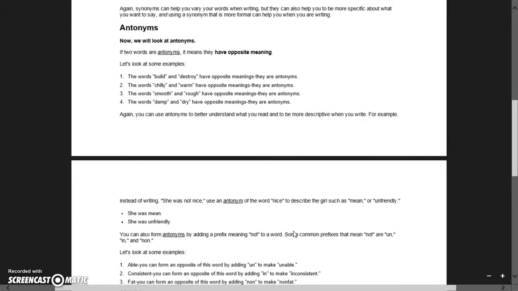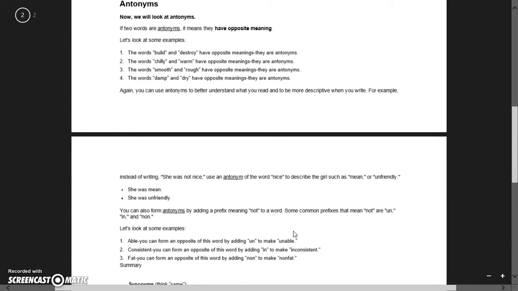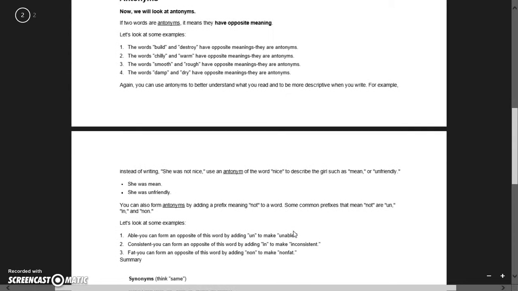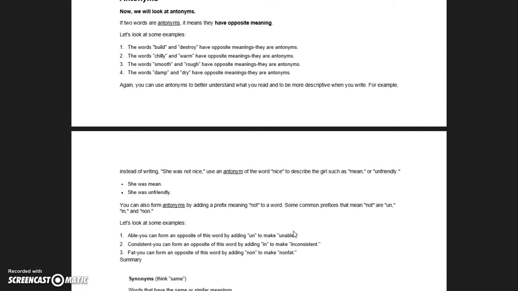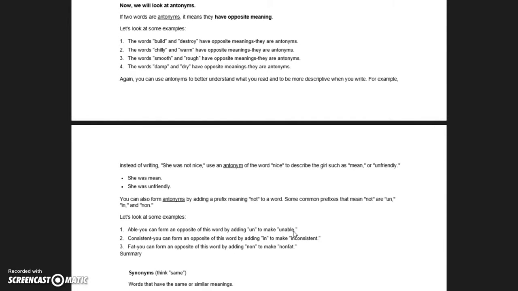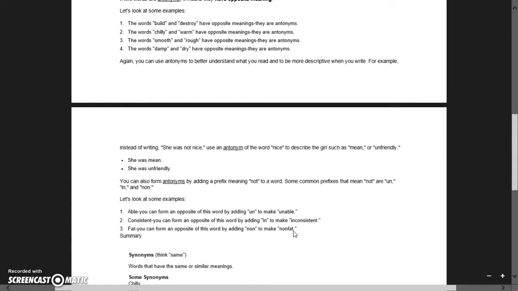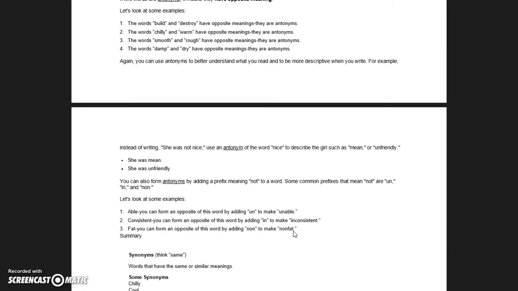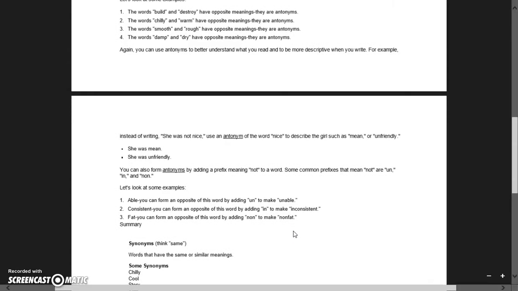You can also form antonyms by adding a prefix meaning not to a word. Some common prefixes that mean not are un, in, or non. Let's look at some examples. You can form an opposite of this word by adding un to make unable. So in other words, you're able to do something, but if you're not able to do it, then you just say unable. I am unable to do that.